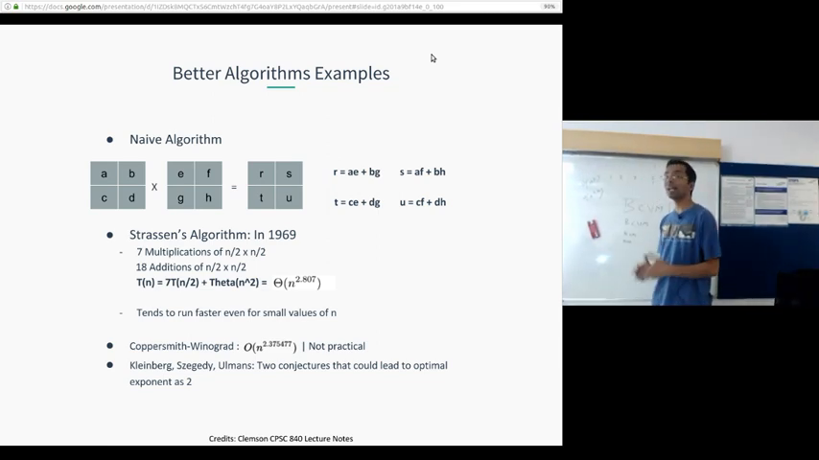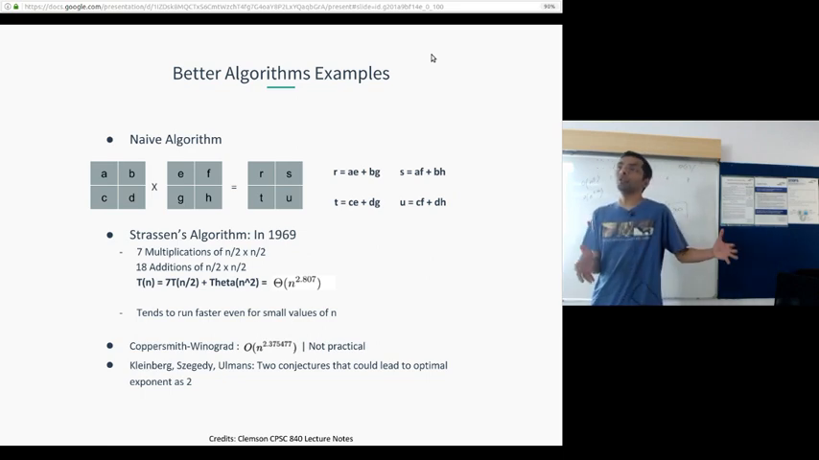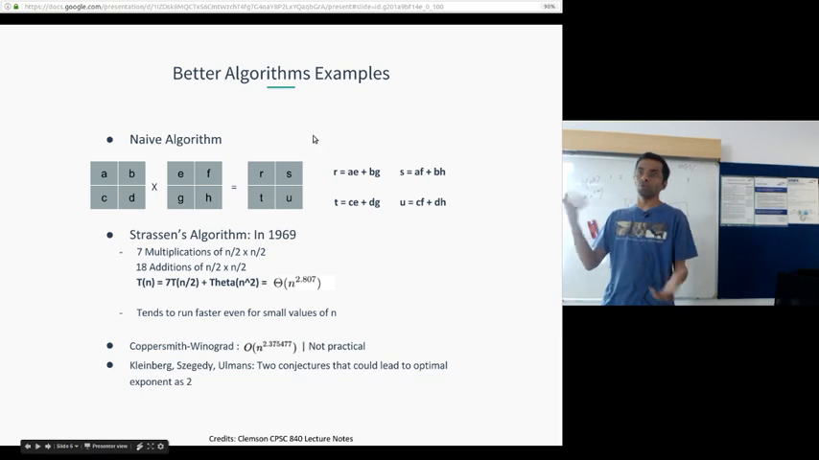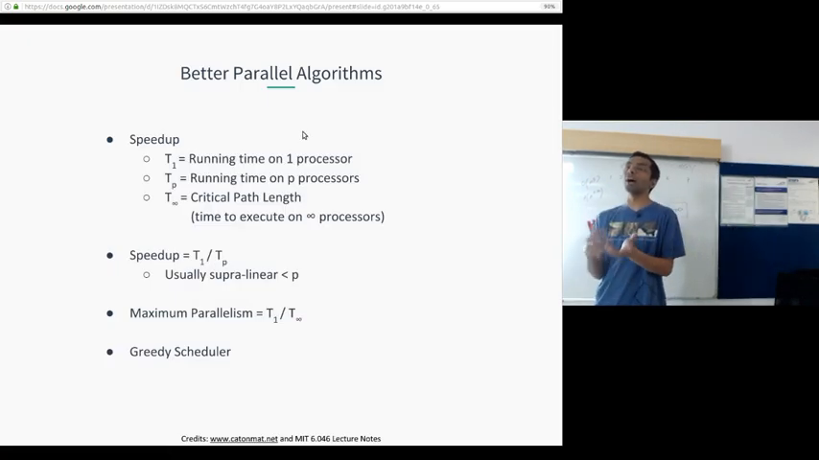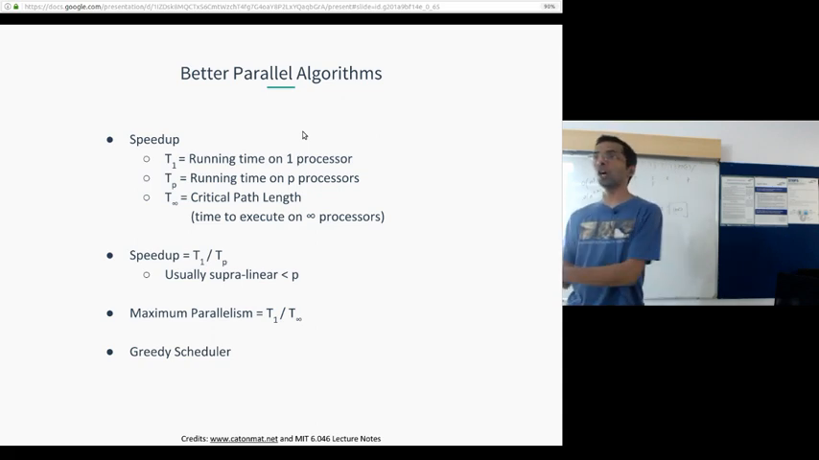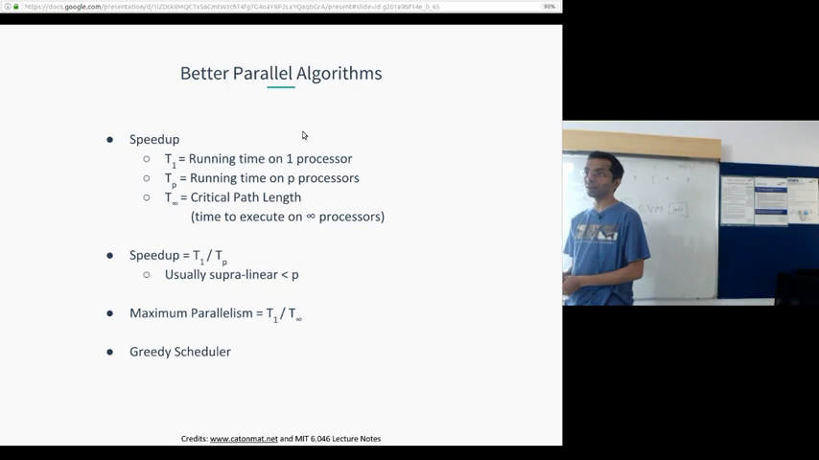Okay, so till now what we have been talking about is how to make algorithms better for a sequential computer, right? And we were just playing around to see what effects they have and how you can do a back of the envelope calculation to get an idea of how much faster things can get. Now let's talk about parallel algorithms, right?